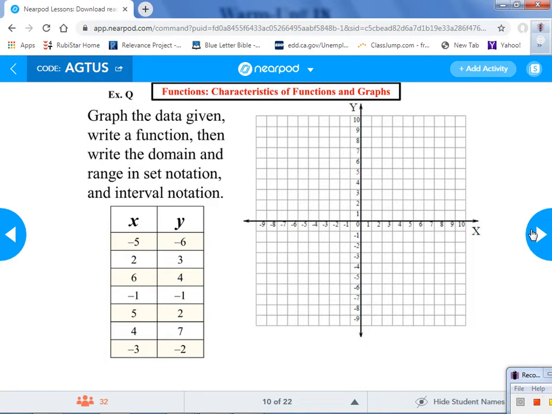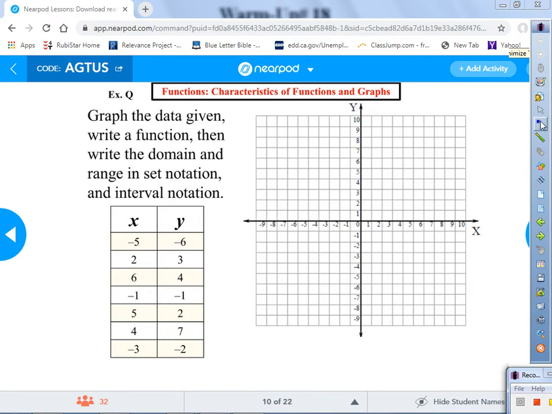After you copy the instructions, copy down the table and plot your points. And from there, just wait for me and then we'll continue from there. Copy that and go. Okay, we're good, yes? All right, so here we go.